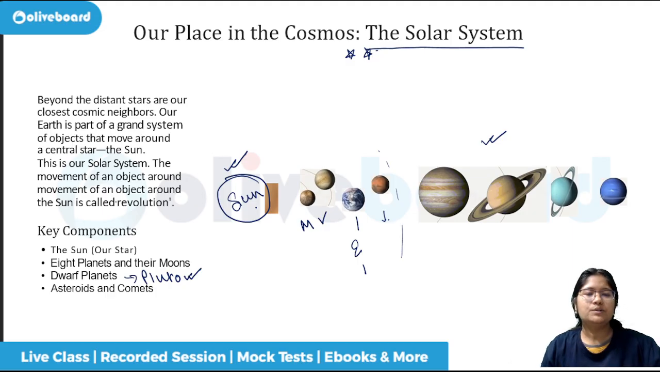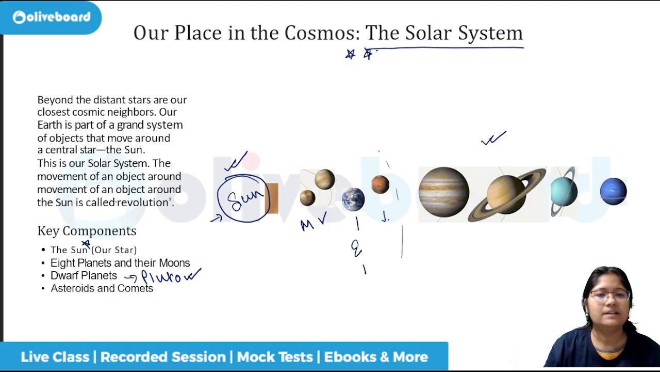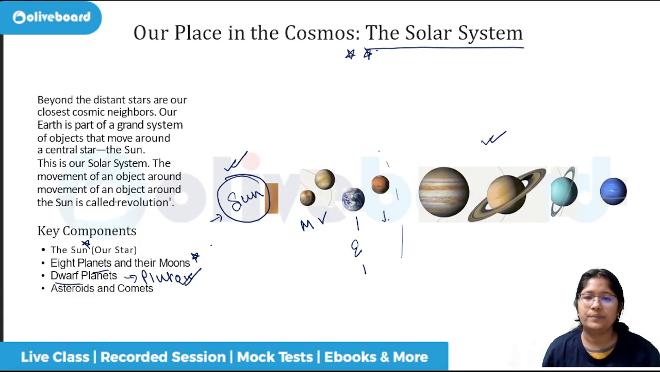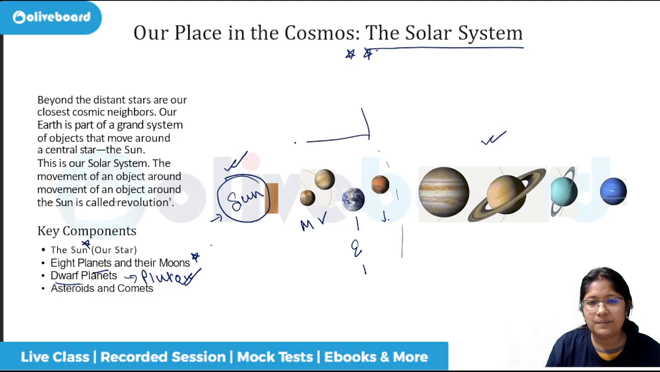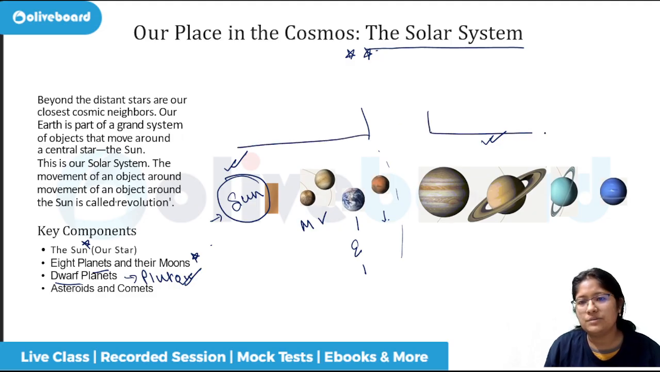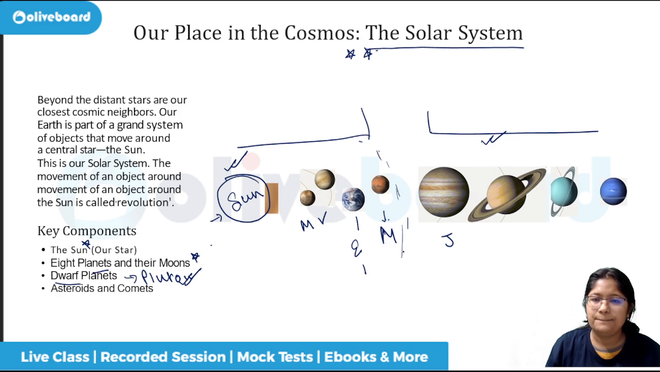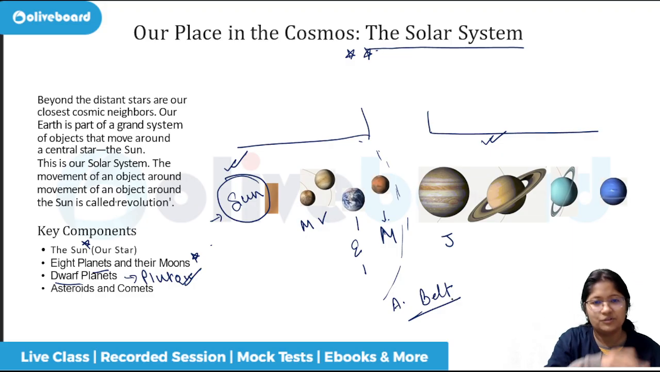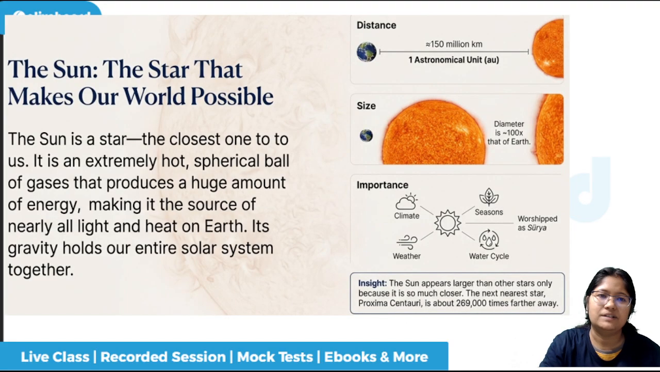All right. So we have our star, the sun. Then there are 8 planets and their moons. Then the dwarf planet is Pluto. And also there are asteroids and comets. Between this inner planet group and this outer planet group, between Mars and Jupiter, there is a complete asteroid belt. And in this asteroid belt, these asteroids are also revolving around the sun.